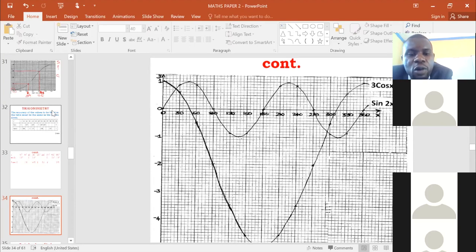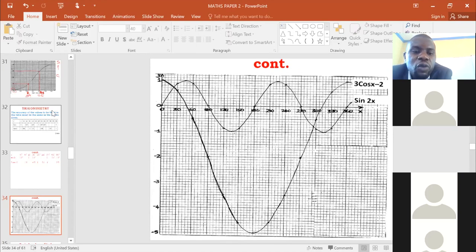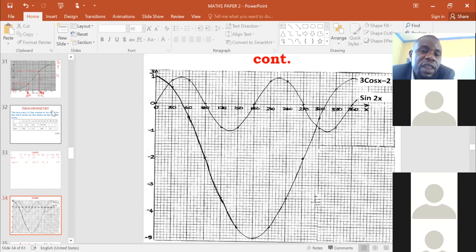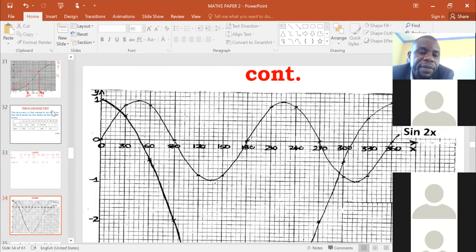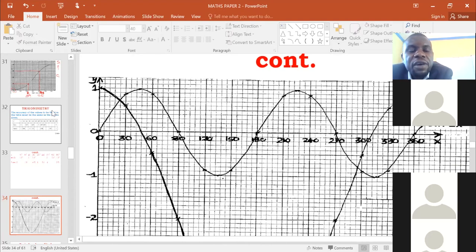Now, the next thing expected is that you'll be told to use your graph to solve the equation, maybe when 3 cos x minus 2 is equal to sine 2x. Again, you look at where the two curves intersect. As you read that, you look at the scale that is given. Between 0 and 30, we have 5 small squares. That means that for each square, the degrees will be 6. So who can tell me the answer there? Where do those two curves intersect? I want to interpret the first intersection. It will be 24, very good.